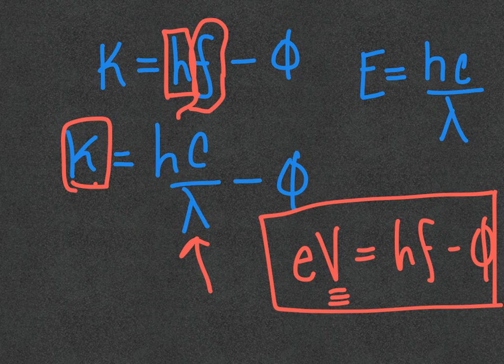The slope of any material should still be Planck's constant. So the line will just shift up and down, and that will change the y-intercept. It will also change the x-intercept, which are two values that are dependent upon the material in question.